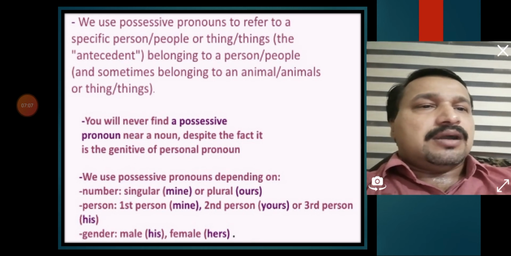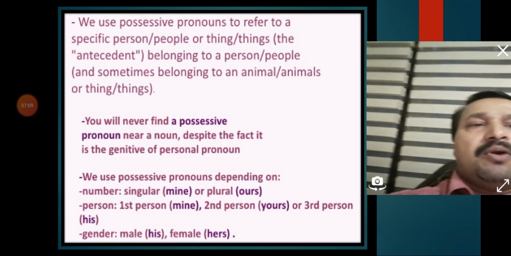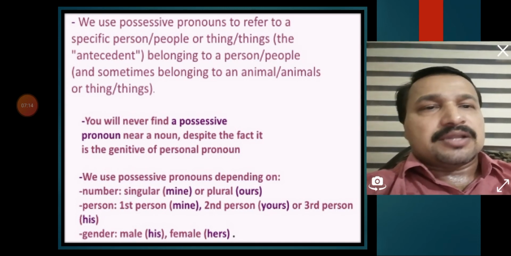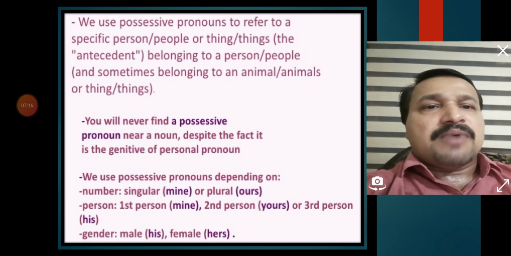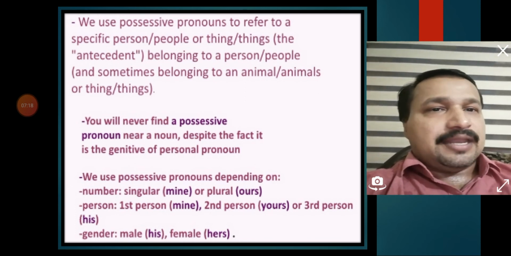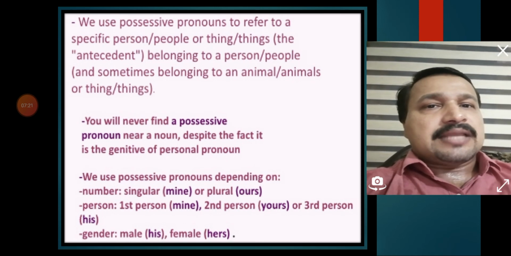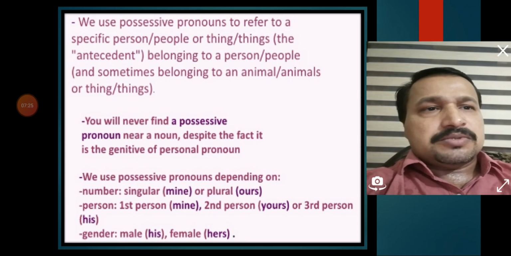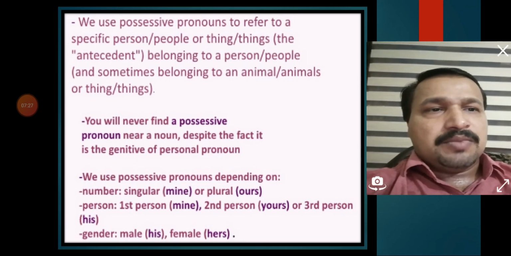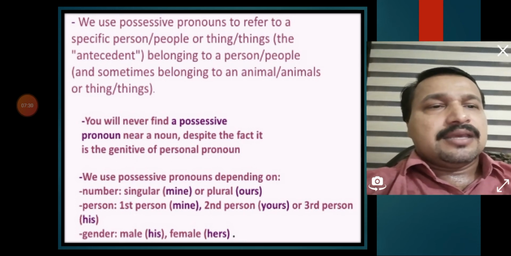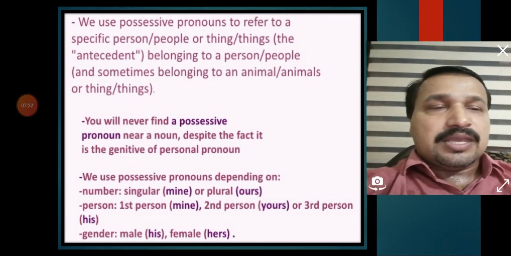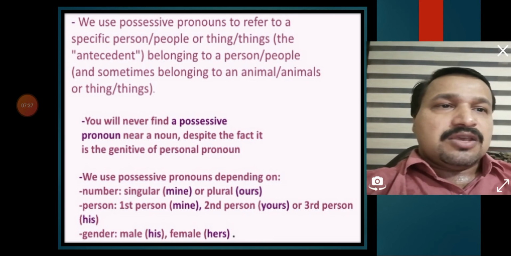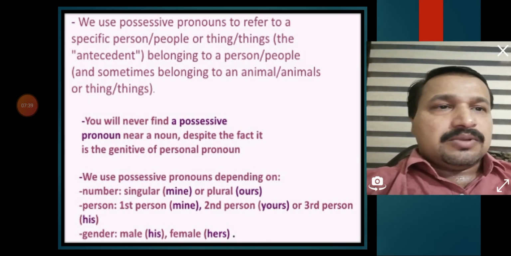So here we discuss, or we tell about, our possession. What is owned by a particular person. You will never find a possessive pronoun near a noun, despite the fact that it is the genitive of the personal pronoun. That means a possessive pronoun will always be seen in an independent form. But a possessive adjective is dependent. Without a noun, it cannot stand alone.